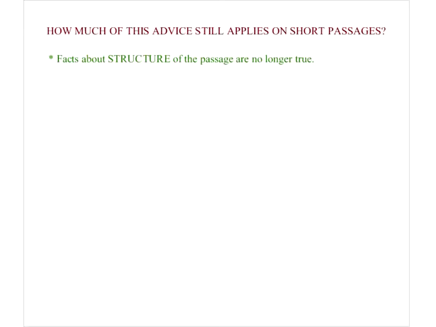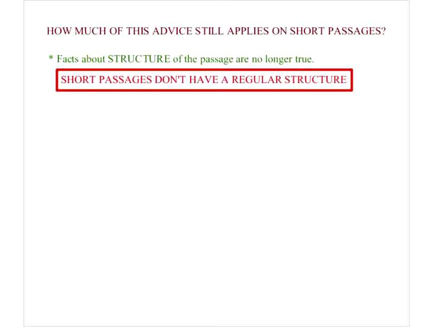And the thing that's unfortunate about short passages is that they don't have a regular structure. There's nothing you can say about the way that they're constructed that's going to be true in general without very frequent exceptions. There are some things that are quite often true of short passages, but there's nothing you can really say that is true all the time. So for instance, normally, but not always, there's some sort of topic sentence at the beginning, but not always. And we'll see a passage today on which there's not one.